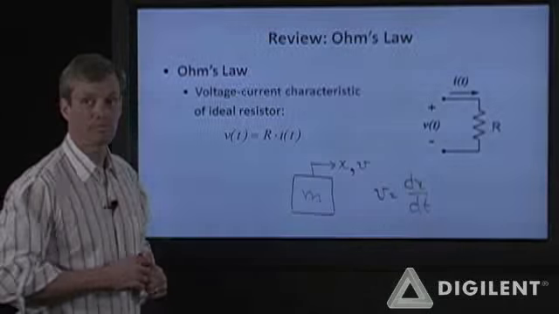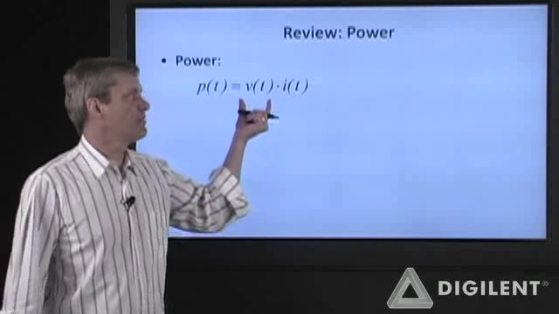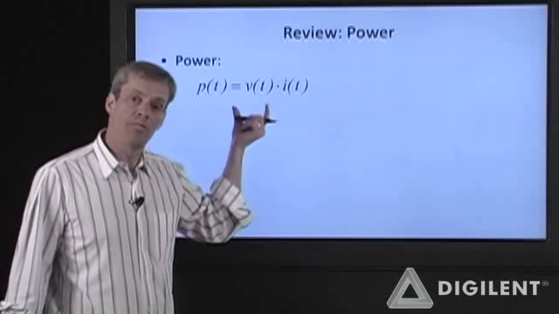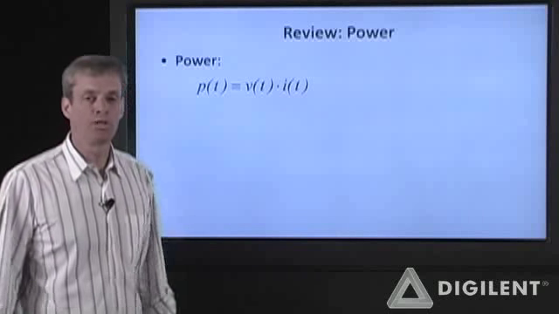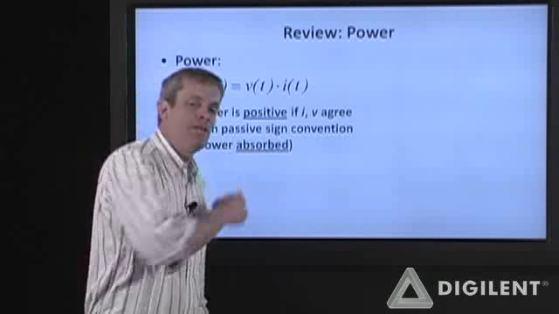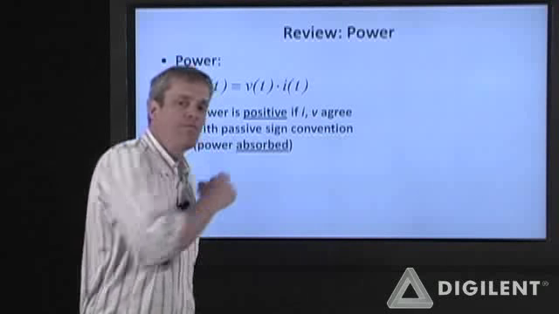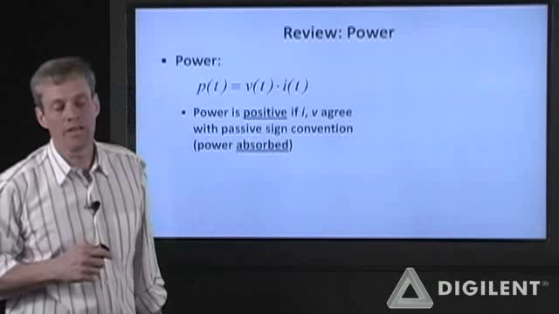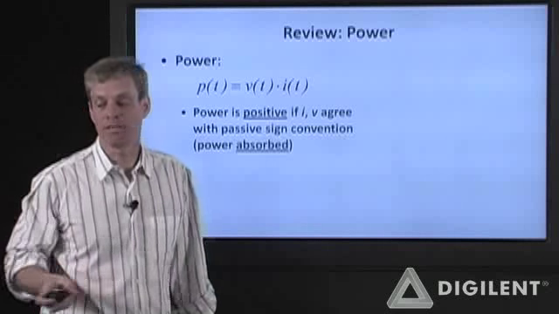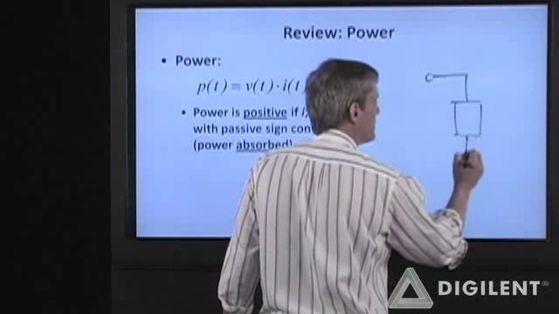Power. The power absorbed or generated by an electrical circuit is given by the product of voltage and current through the circuit element that we're interested in. Now, we have to be worried about whether a particular circuit element is absorbing or generating power. If this power is positive, the circuit element is absorbing energy. If this is positive, I and V agree with the passive sign convention. They are either both positive relative to the passive sign convention or they're both negative relative to the passive sign convention.